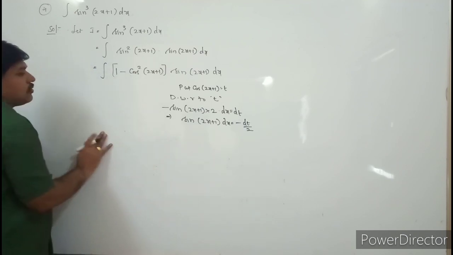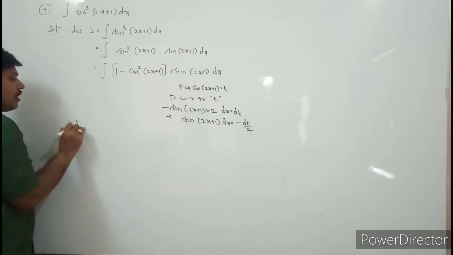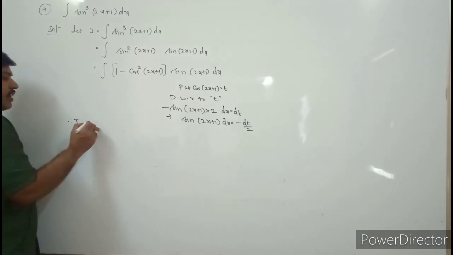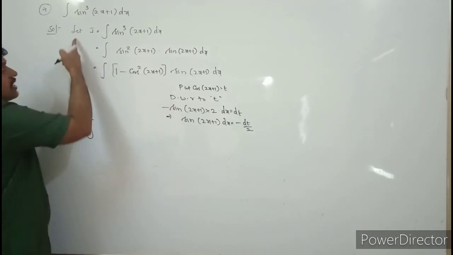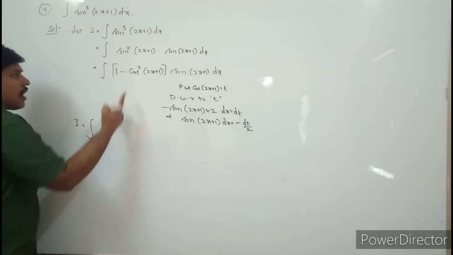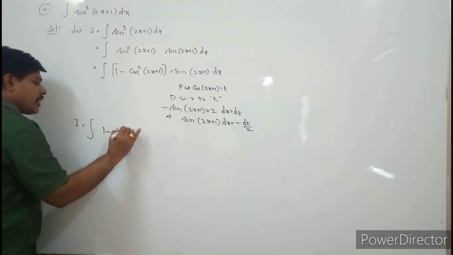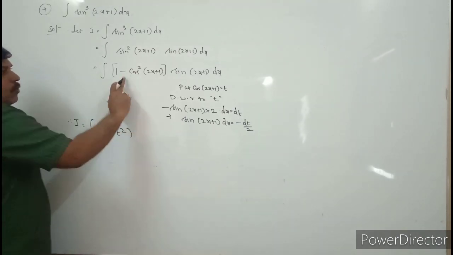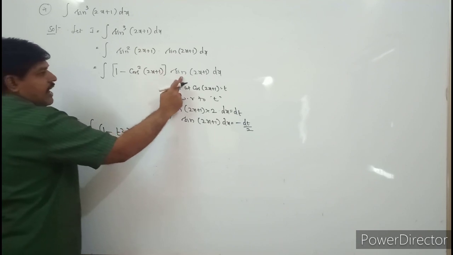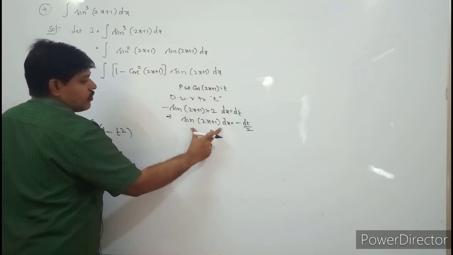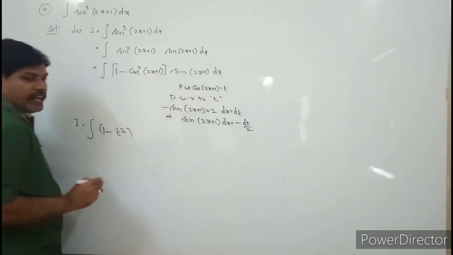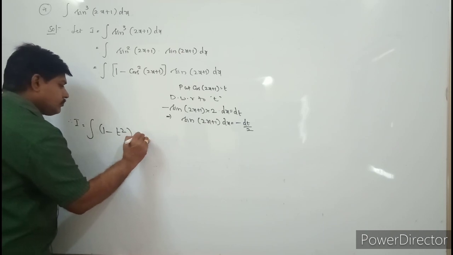So substitute this value. Therefore I is equal to, the I value will become 1 minus t square, and sine of 2x plus 1 into dx value will become minus dt by 2.